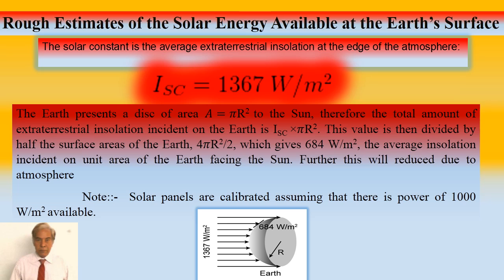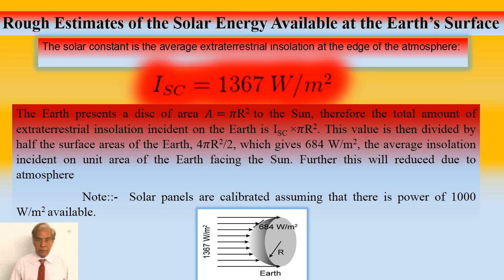This value is then divided by half the surface area of Earth, 4 pi r square by 2, which gives 684 watt per square meter. This is the average insolation incident on unit area of Earth facing the Sun. Further, this is reduced due to the atmosphere.